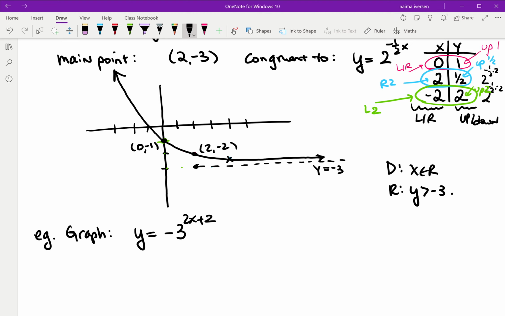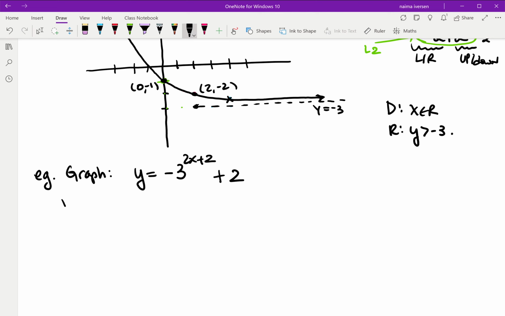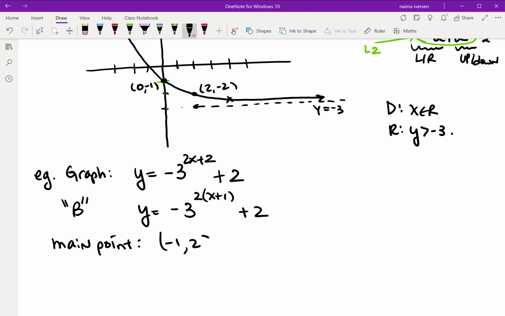And then we'll go, I don't know, plus 2 again. Sounds good. So the first thing that I'm going to do is fix my brackets. So I'm going to get y equals -3 to the power of 2 bracket x plus 1, and then plus 2. My main point, just like we've done with all of our other graphs, is going to be at -1, 2.